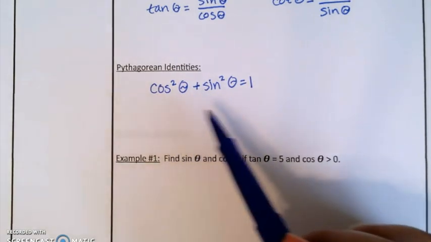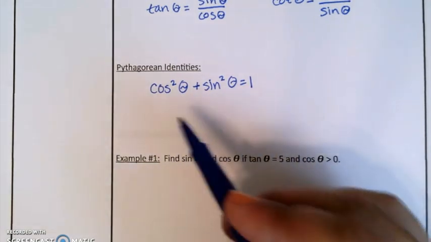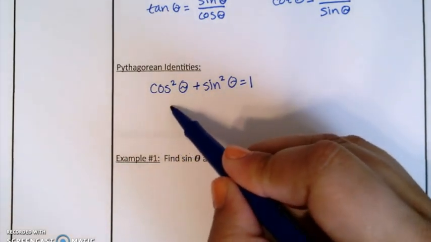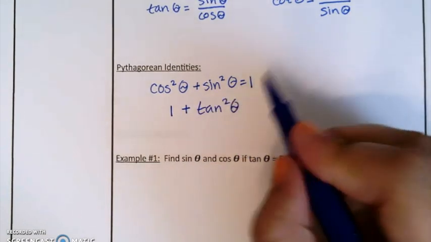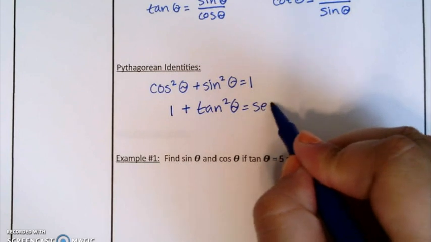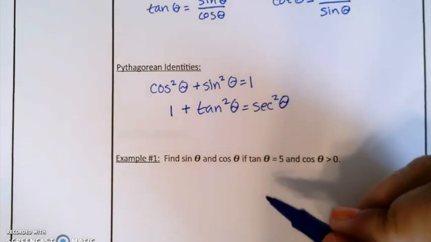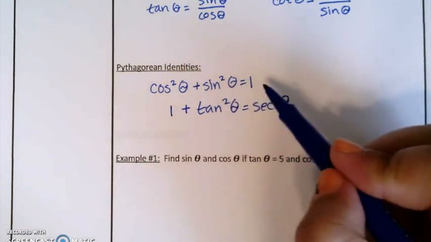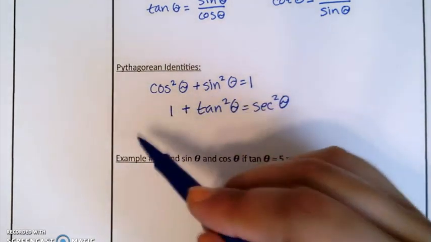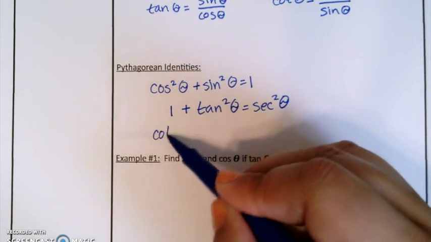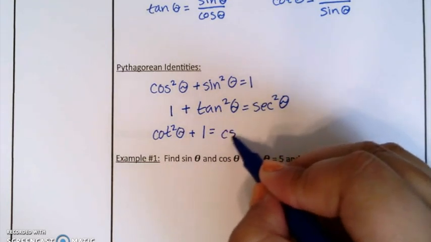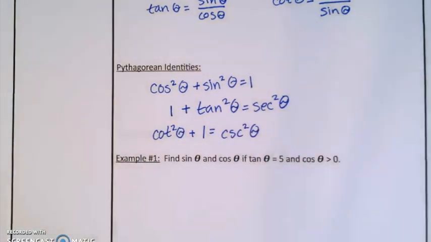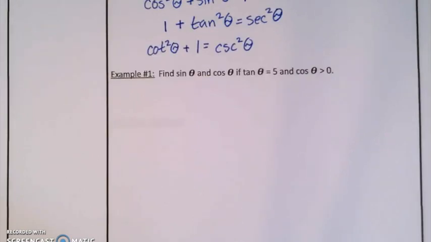Okay? From here, if we divide each term by cosine squared of theta, we could get 1 plus tangent squared theta equals secant squared theta. And similarly, if we take our original identity and divide everything by sine squared of theta, we'll find the identity that cotangent squared theta plus 1 equals cosecant squared theta. So these are the first three of the Pythagorean identities. Now let's see how we put these into use.